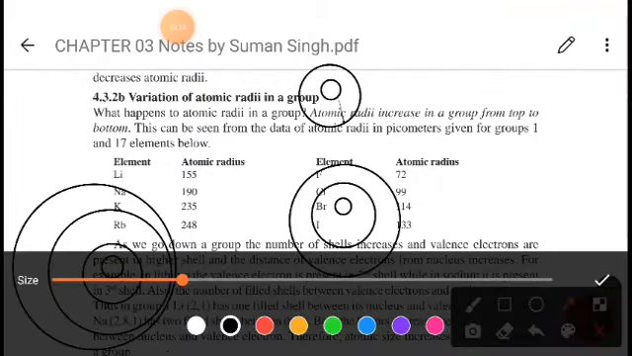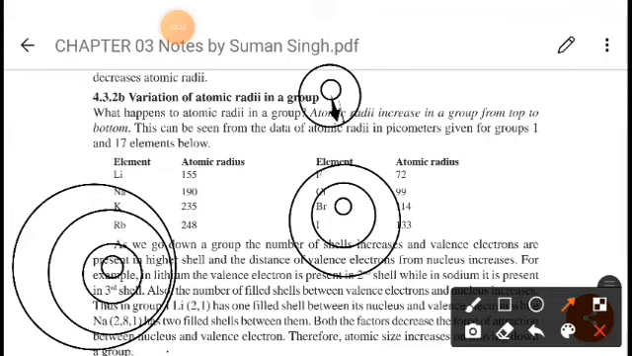The distance between this nucleus and this shell, this is the valence shell for this atom. This is a valence shell, so you can see the distance is very less. Here the distance is increased, here the distance has increased more, right? So as we are going down the group, the number of shells is increasing, the atomic number is increasing, no doubt, but side by side the number of shells is also increasing.